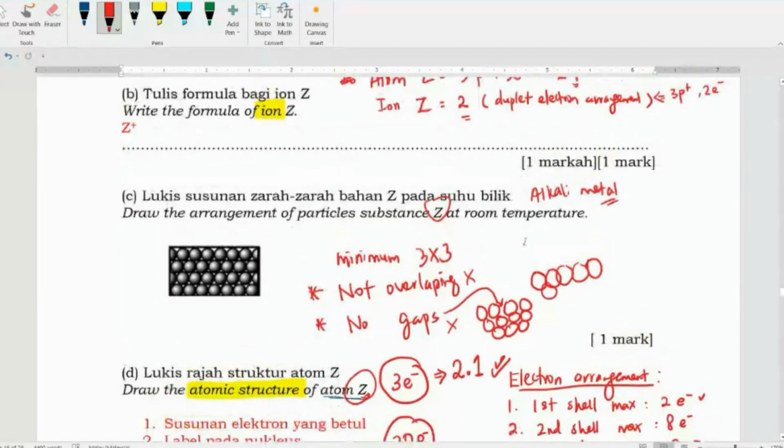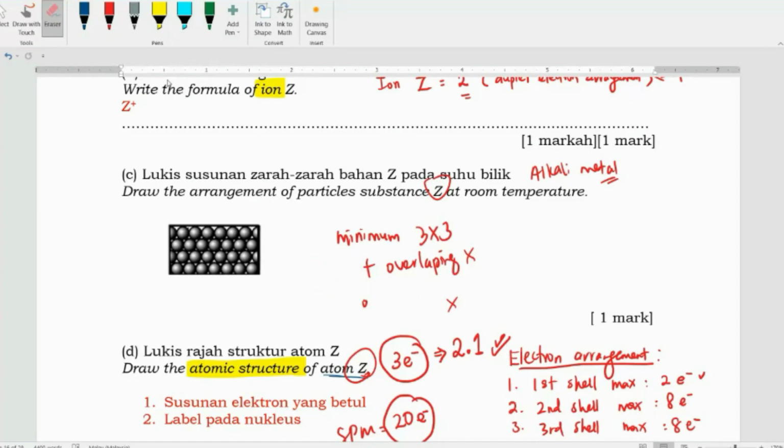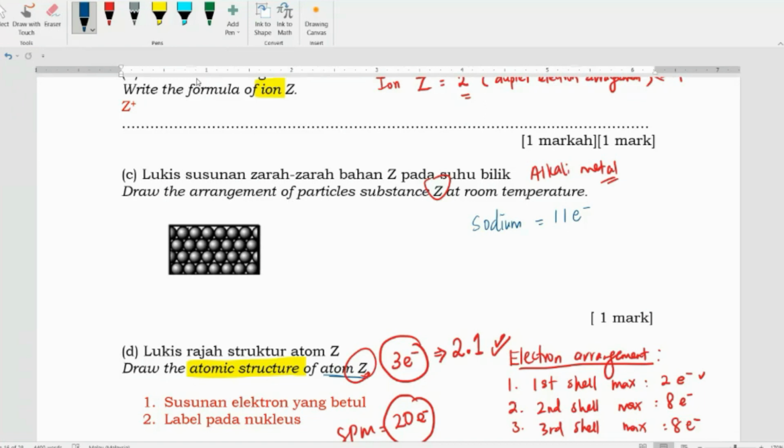Let's use another example. I'll erase this first, you have already noted it. Let's say sodium. Sodium has 11 electrons, 11 protons, right? BB, try. I just want to make sure that you can do it. So what is the electron arrangement for sodium?